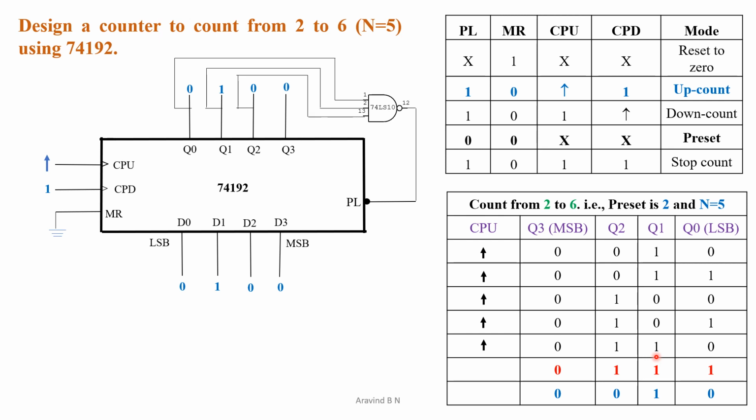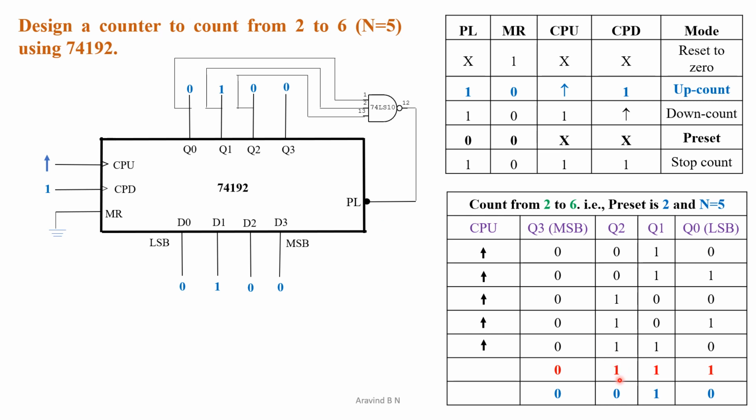And as per the procedure, by default sequential count, after 6 it will enter into 7. We don't want this 7 to be displayed. Instead we want again back the value 2. So we are using the value 7, in which all the bits are 1, and that has to be connected through the NAND gate, and its output has to be given to the PL. That's what the procedure followed before.